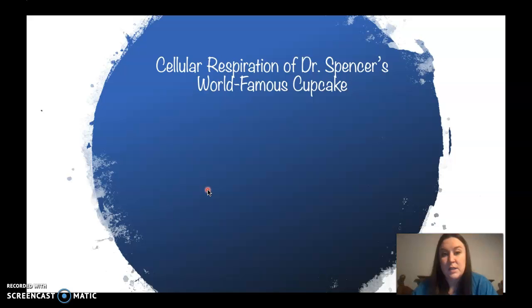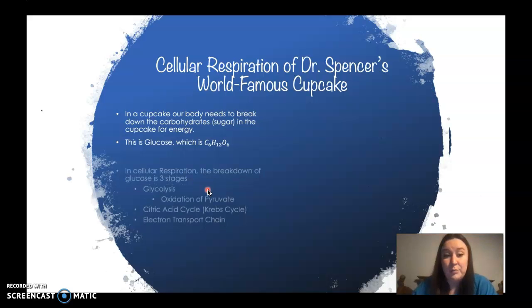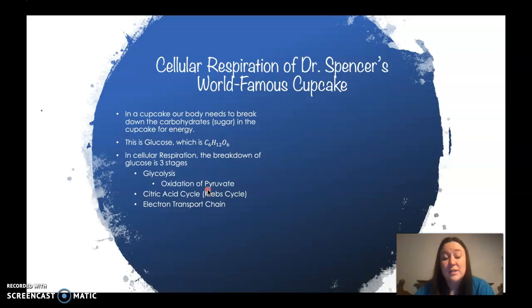In referring to cellular respiration of Dr. Spencer's world-famous cupcake, in the cupcake is carbohydrates or sugars, which we also call glucose, which needs to be broken down. It is broken down through cellular respiration, through glycolysis, oxidation of pyruvate, the citric acid cycle, and the electron transport chain.